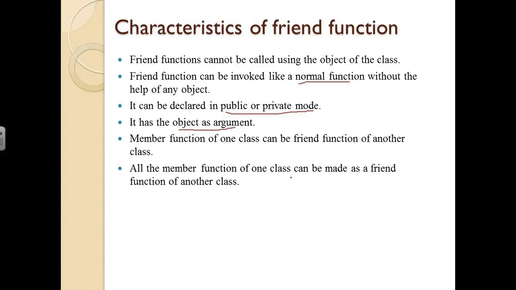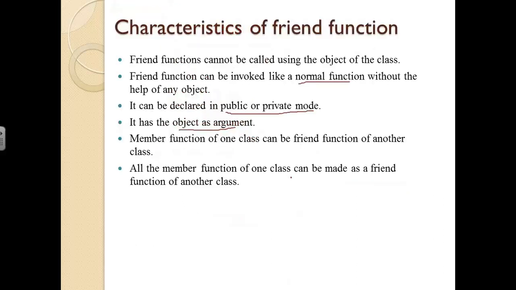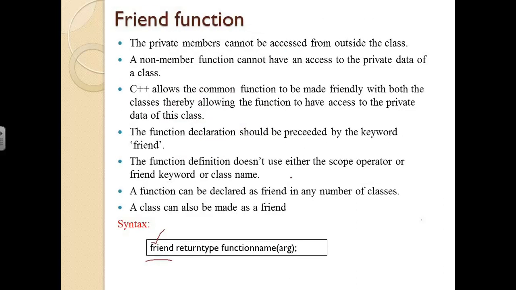There is no restriction that within one class only one member function should be made a friend. All the member functions can be made friend functions, right? So these are the characteristics of a friend function. And one more point we need to discuss. I didn't specify it earlier, but here I have mentioned it.